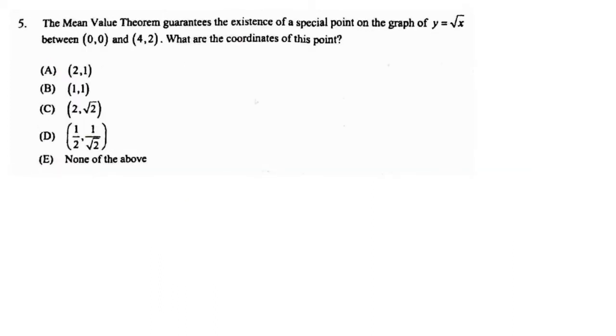All right, number 5, the mean value theorem guarantees the existence of a special point on the graph of y equals the square root of x between 0 and 4, 2. What are the coordinates of this point? So let's wrap our minds around what this little booger is saying. So we've got our graph here, and again, y'all, what an awesome graph that is, I tell you, folks. All right, let's see if I can't get a little bit better.